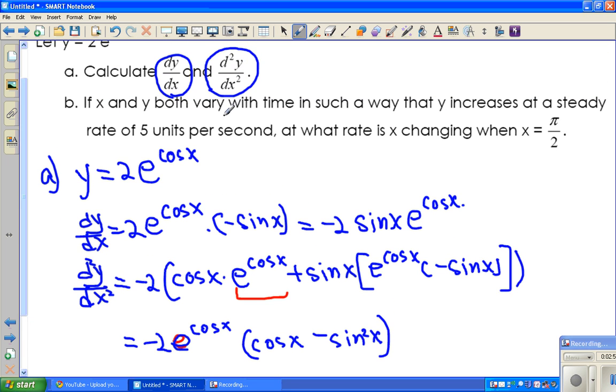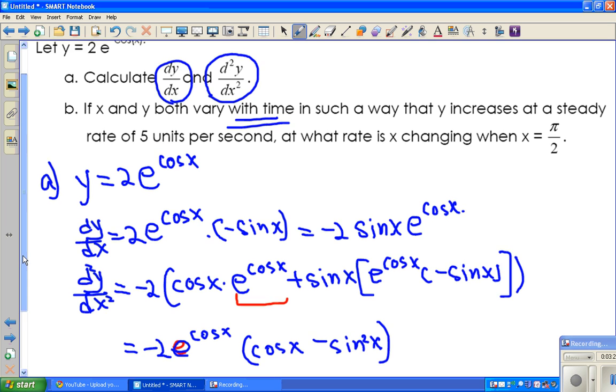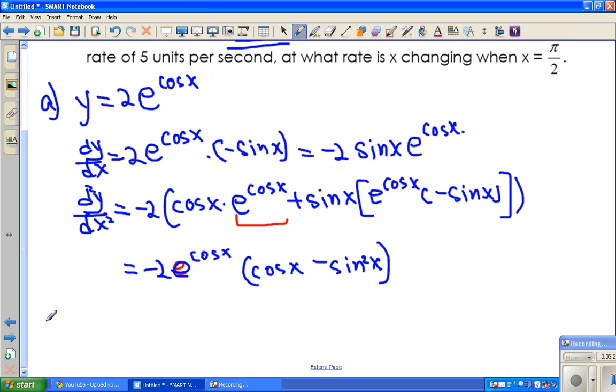Now, given that, let's try to answer the second one. But the thing is, in this case, we are looking at if x and y both vary with time. Okay? In this case, we are implying that x and y are in terms of time t, and essentially we are looking at related rates. So let us try to look at it. Then our first, where y becomes 2 e to the cosine of x.